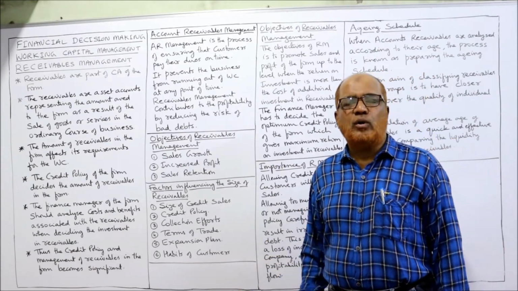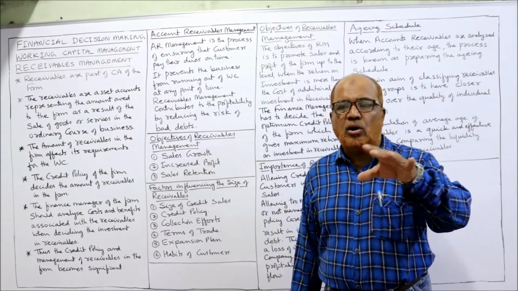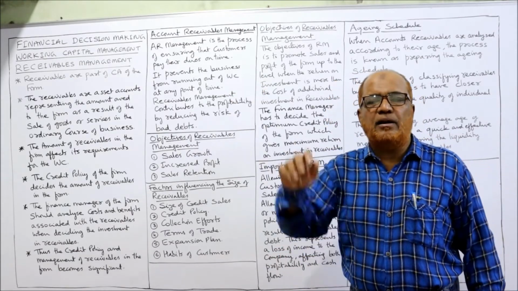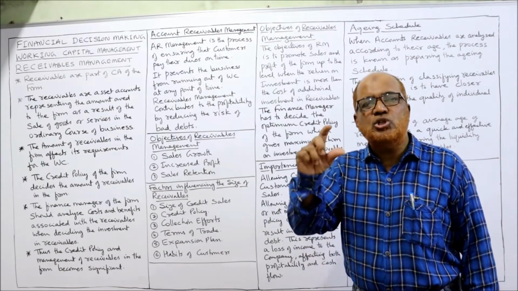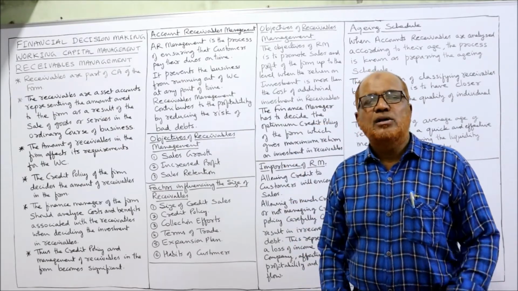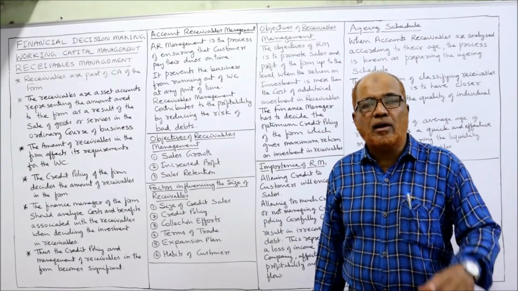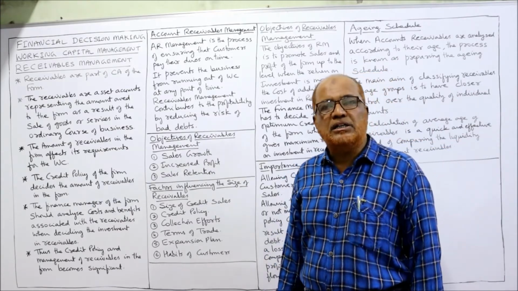Which policy we want to adopt? Liberal policy or strict policy? Liberal policy means lengthy credit period. Stricter policy means shorter credit period. So we have to consider how much our competitors are allowing. Accordingly, we have to frame the credit period.